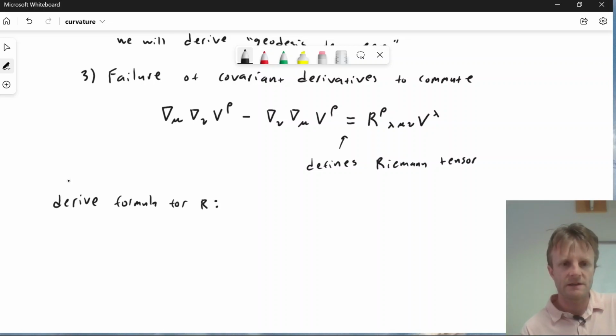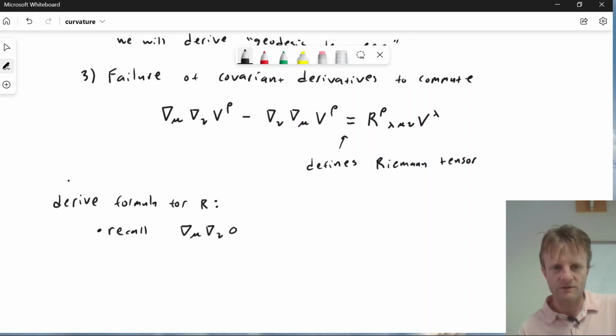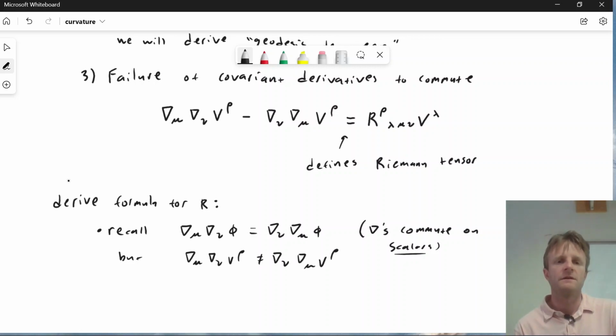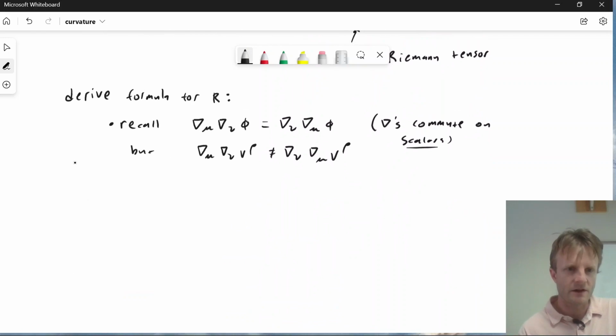So the first thing is to recall that these covariant derivatives do commute when acting on some scalar phi. But of course, it's not going to be true for vectors. I just wrote that above, but let's emphasize it with the not equals. And similarly on higher rank tensors. So now we'll just calculate this commutator. Not a commutator of vector fields, a commutator of derivatives.